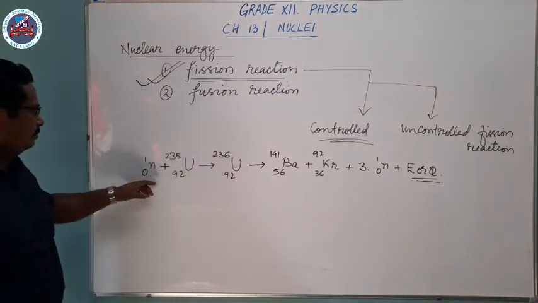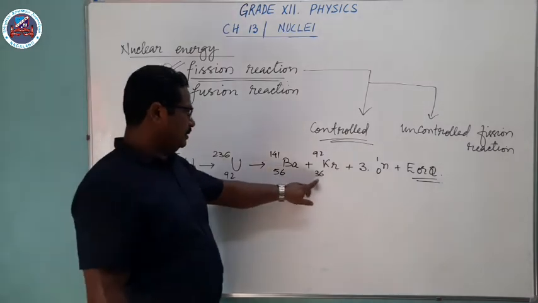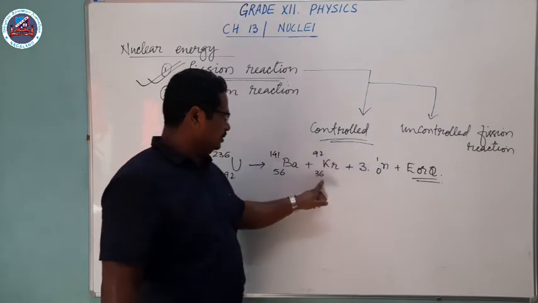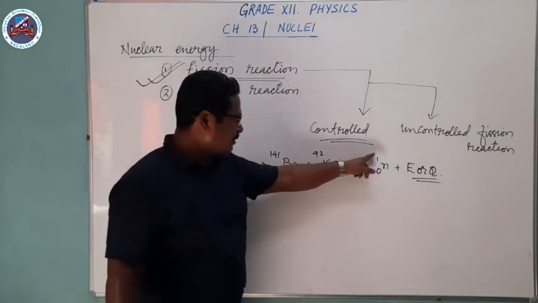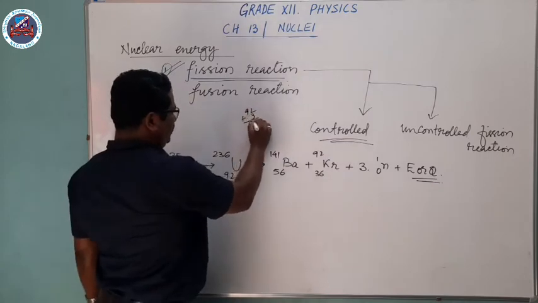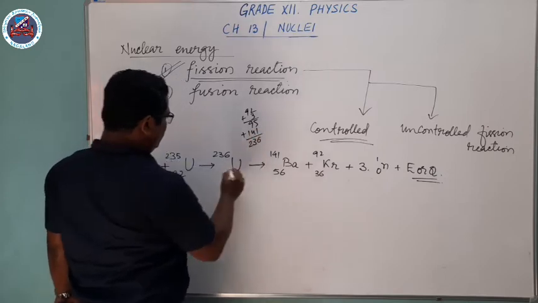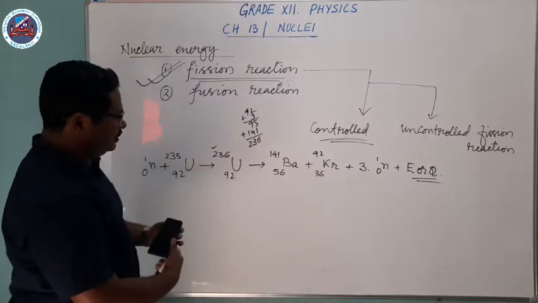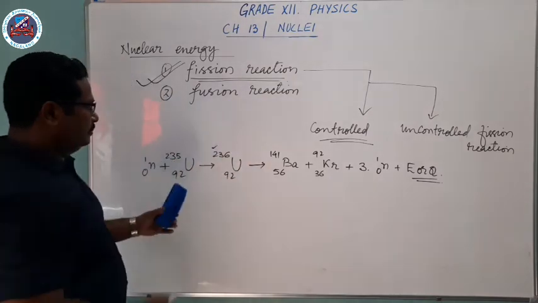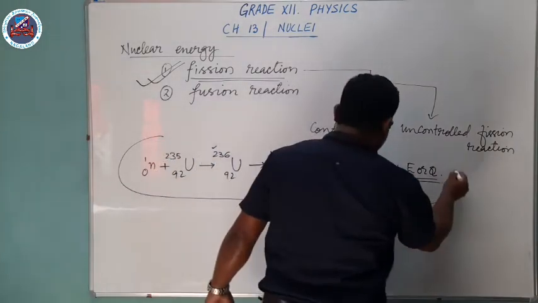Now in this case, you can balance it. 0 plus 92 is 92, and here also 56 plus 36 is 92. 3 times 0 is 0, so it is 92. Top, 3 ones are 3. 92 plus 3 is 95, plus 141, 236. It should be balanced. The nuclear reaction must be balanced. You can just check it. Then this is one example of fission reaction.